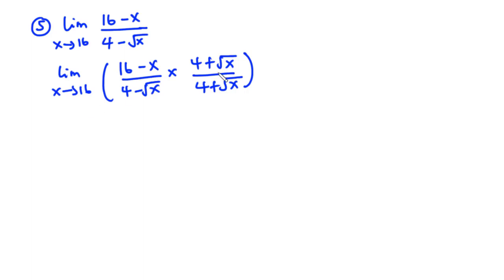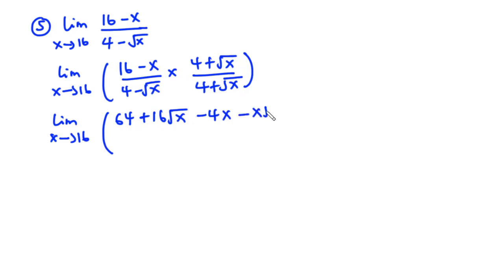Now we are going to multiply across. So we have the limit as x approaches 16. Now 16 times 4 is 64. 16 times root x is 16 root x. Negative x times 4 is negative 4x. And then negative x times root x is negative x root x.